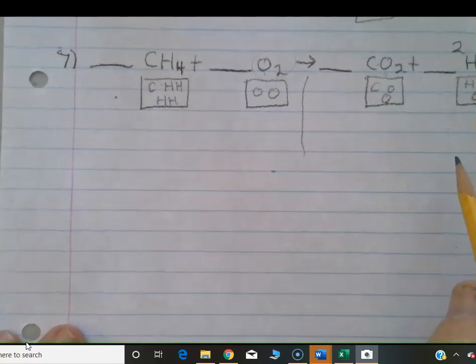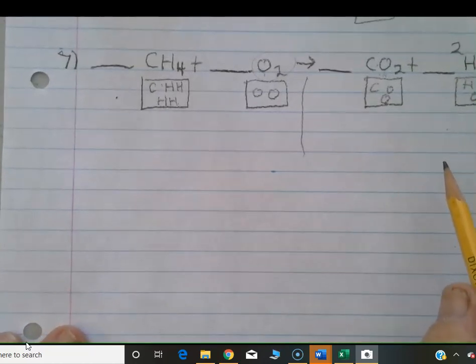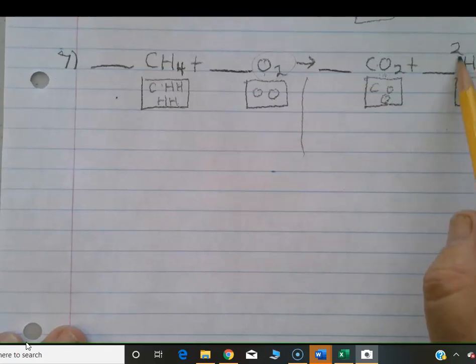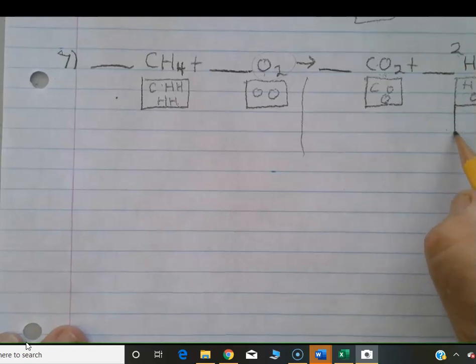Okay. So now what? Our carbons are already in balance. Our hydrogens are in balance. So let's check our oxygens. Right here we have 1, 2, because it's 2 multiplies through. And actually, I'm sorry, I should have put my new box here.